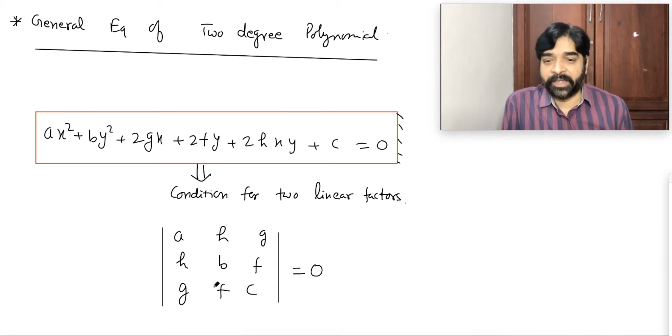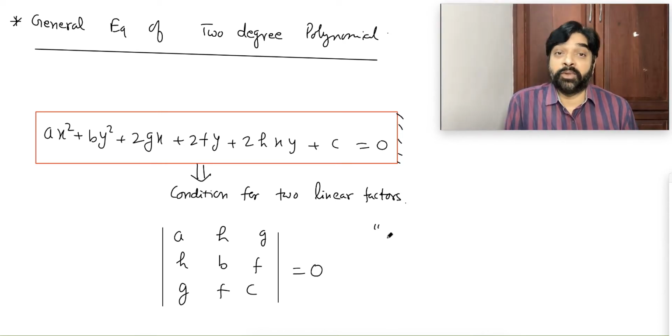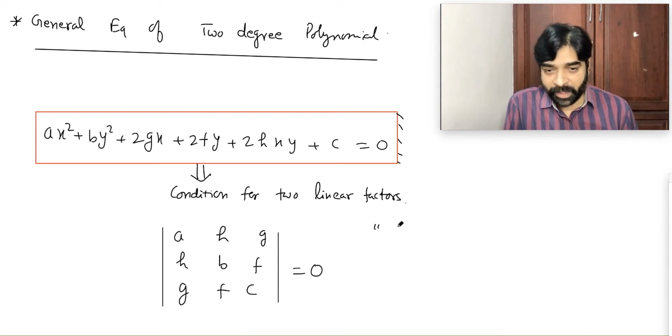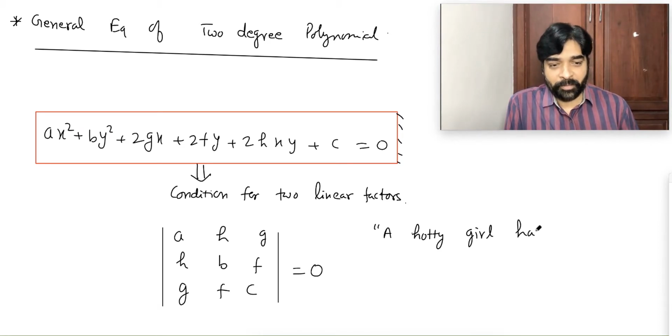This remembering is not a very easy task. When I used to learn, my teacher gave me one trick to remember it, because it's a skew matrix kind of thing. It's very difficult to remember. So I will tell you that trick. What he told me, please avoid the wording: a haughty girl having boyfriend gone for cinema.